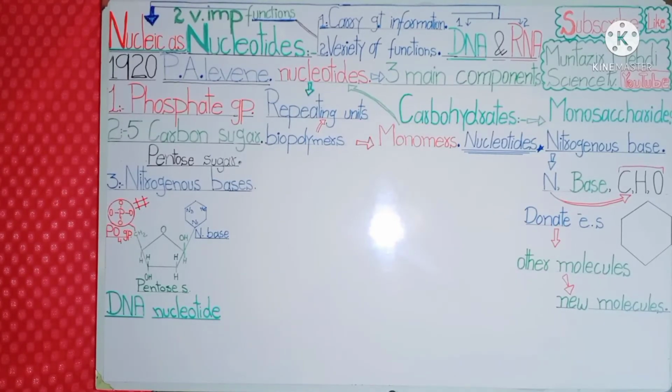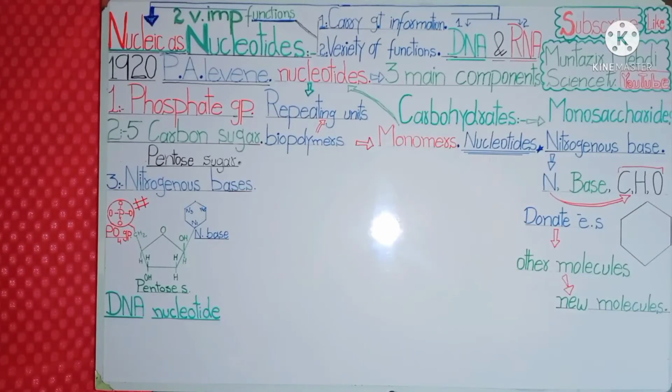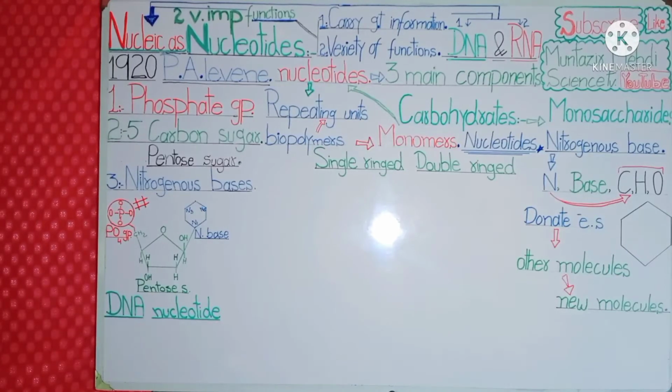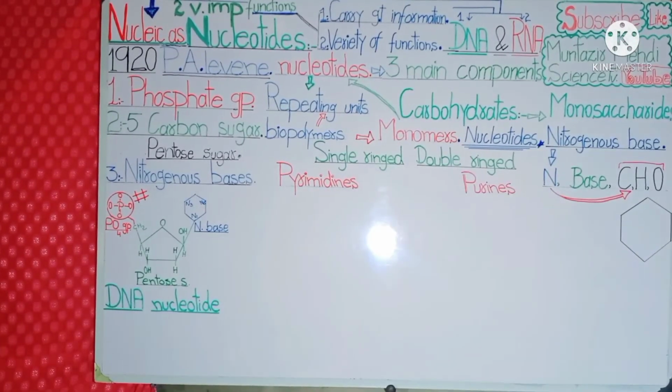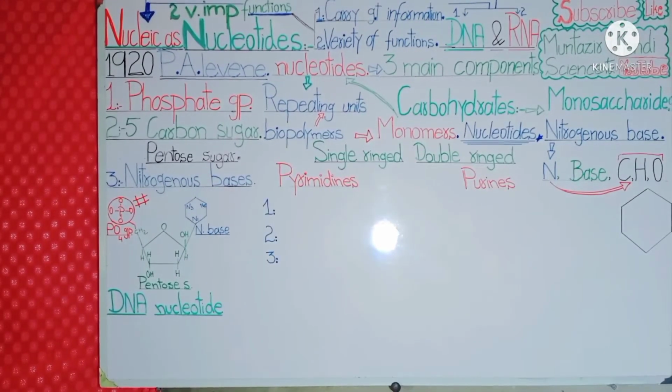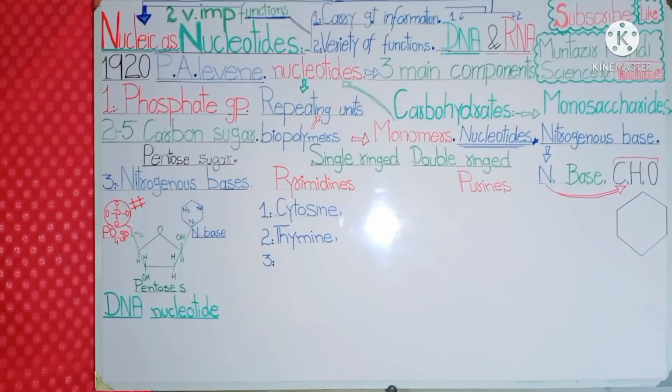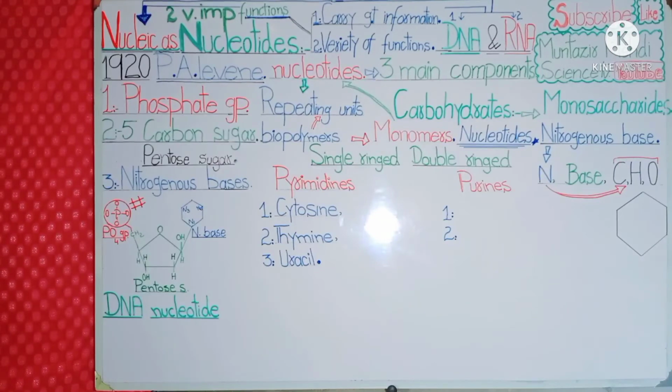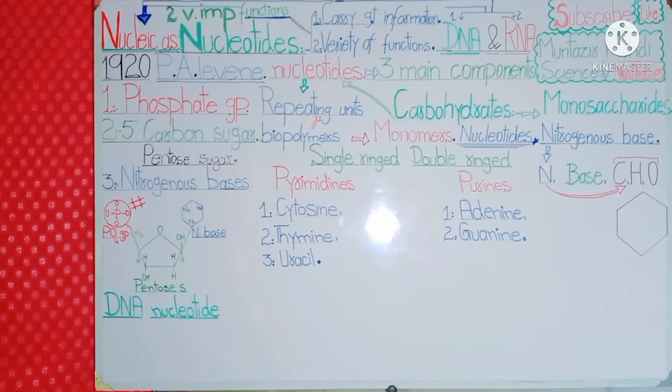In this process, we can have two different types of ring structures. The first can be single ringed and the second double ringed. The single ringed are pyrimidines and the double ringed are purines. There are 3 different types of pyrimidines: cytosine, thymine and uracil. On the other hand, there are 2 different types of purines: adenine and guanine.